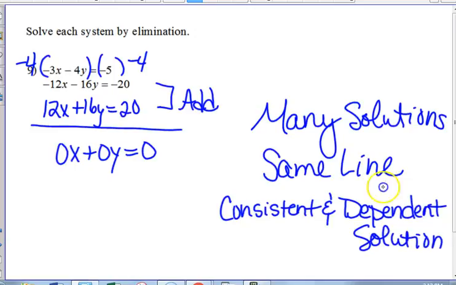Now, let me ask you this. Does the ordered pair 1, 1 work? You said there's many solutions or infinite solutions. Okay, if I plug 1, 1 in, I get -7 equals -5. How can there be infinite solutions but 1, 1 doesn't work? It's not on the line. There are infinite solutions, but they have to work in the equation still, right? They have to be on the line.